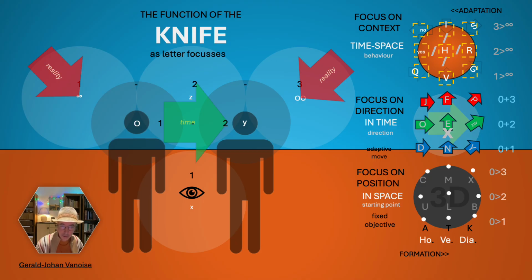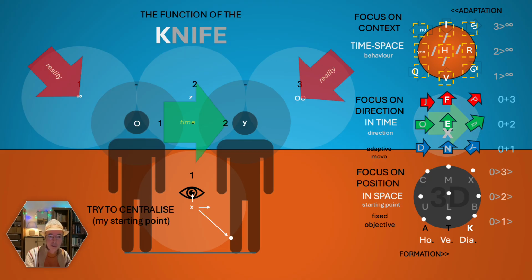Long story short, for the knife, I'll just explain how this one works. The K itself is a focus. Every letter is a focus. The K is a focus within space. It's written down in that systematic order, and it goes from one center point of vision. We try to centralize our focus. We try to start a focus with the first three letters, A, T, K.